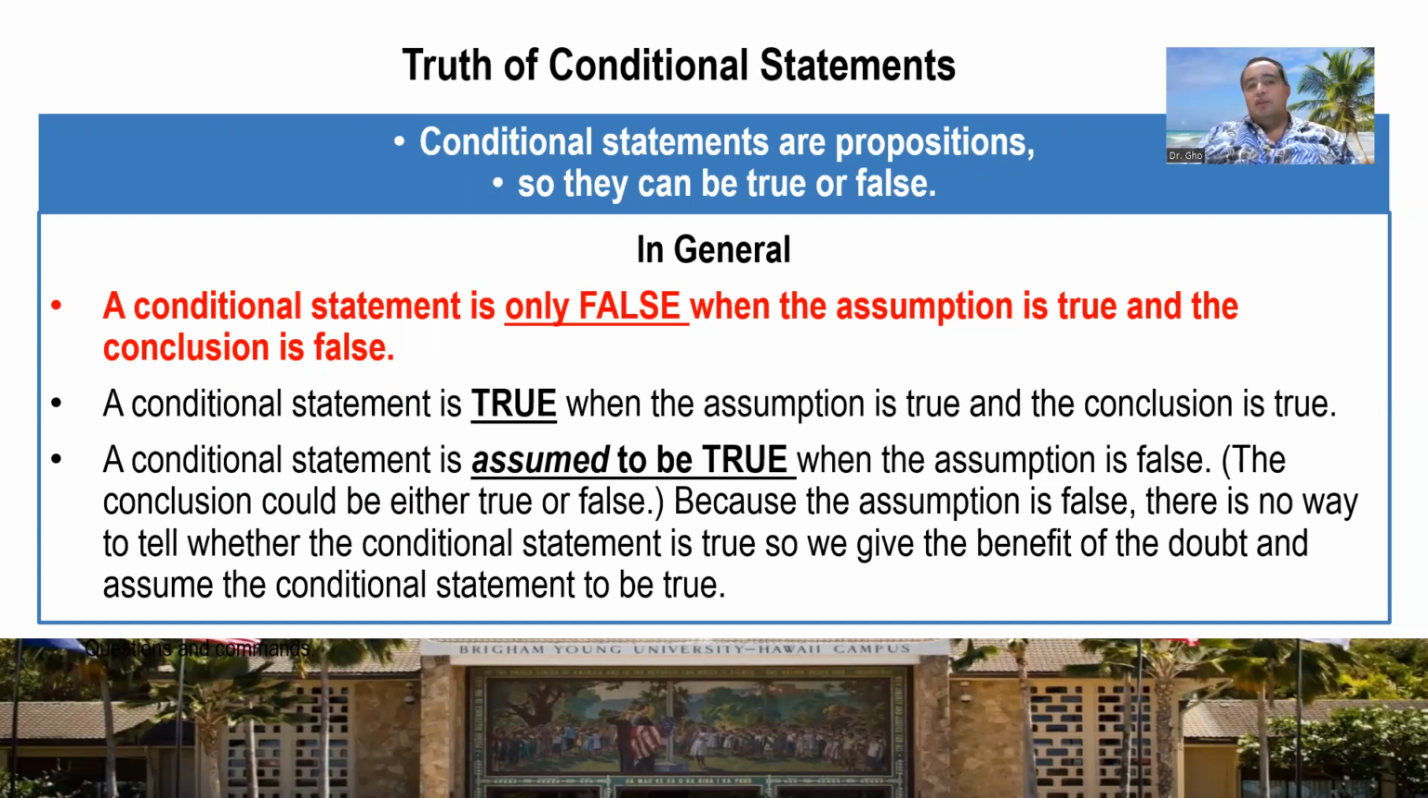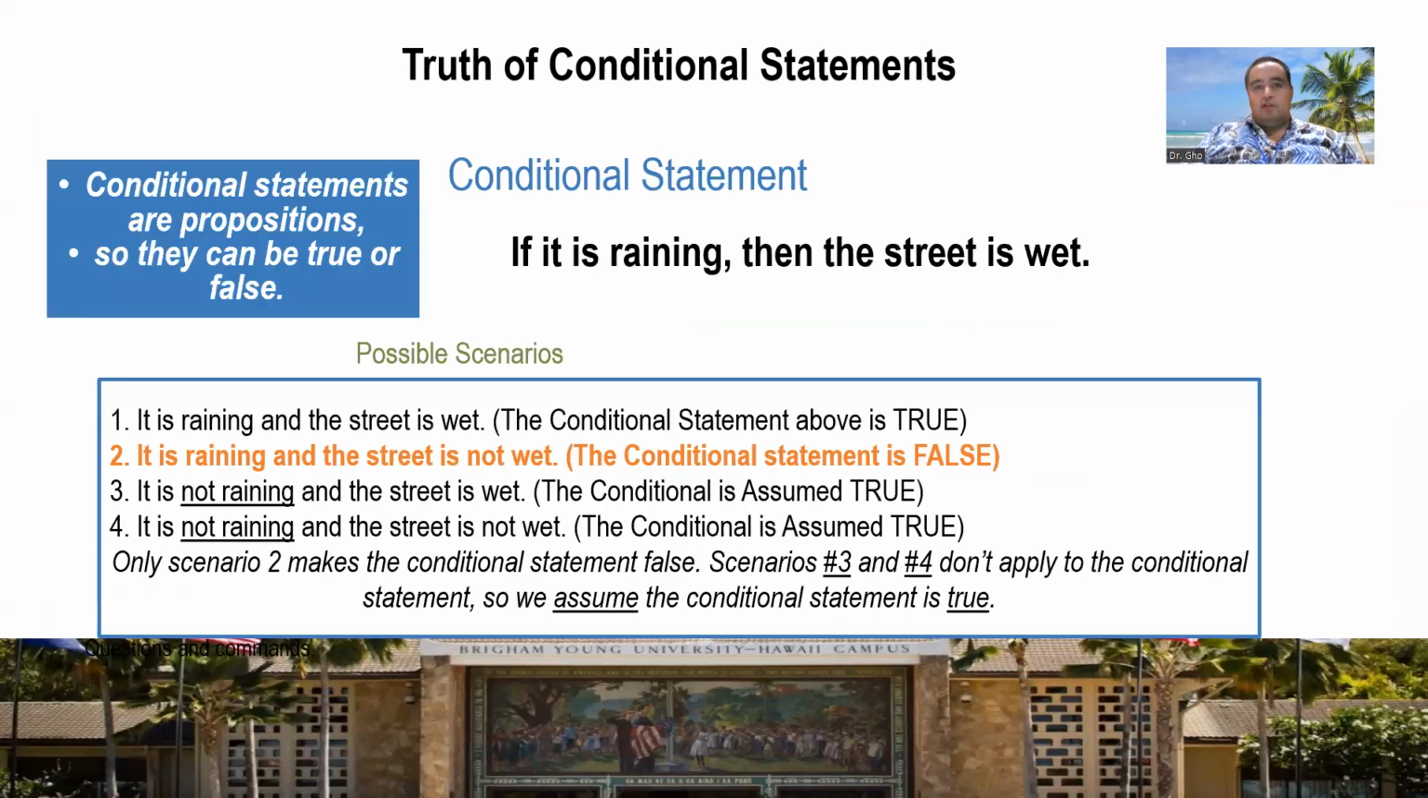The conditional statement is true when the assumption is true and the conclusion is true. A conditional statement is assumed to be true when the assumption is false. Because the assumption is false, there's no way to tell whether the conditional statement is true. So therefore, you want to give the benefit of the doubt and assume the conditional statement to be true. Another way you can think about it is you just move on. You only get stuck when it's false.